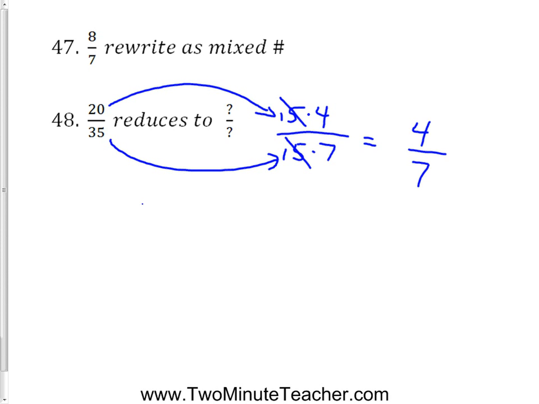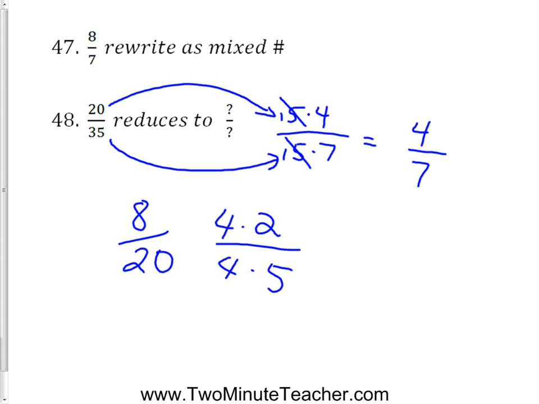4/7. Say I had another one to reduce, and it was like 8 over 20. Let's just do 8 over 20. When you think of what goes into both of these, 4 does. And so I'd say 4 times what on the top and 4 times what on the bottom. 4 times 2 is 8, and 4 times 5 is 20. And so then my 4's can cancel. They turn into 1s, and I have 2 over 5 as my answer. Okay? So that's my best advice on how to reduce those.